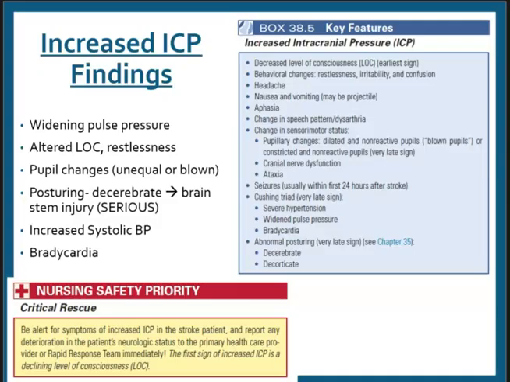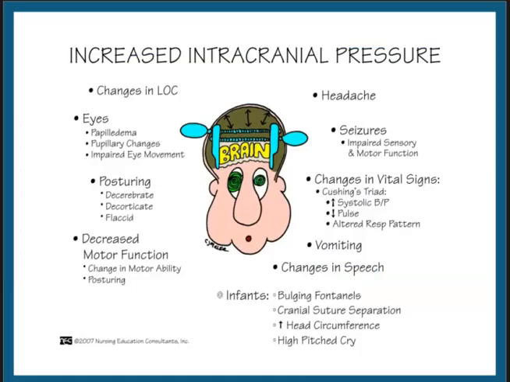Your critical safety rescue. Be alert for symptoms of increased ICP in a stroke patient and report any deterioration in the patient's neuro status to the doctor or the rapid response team immediately. The first sign of increased ICP is a declining level of consciousness. So increased pressure, just some regular signs and symptoms. Always remember your restlessness and decreased LOC are your early signs. And then your late signs are going to be your posturing and your Cushing's triad.